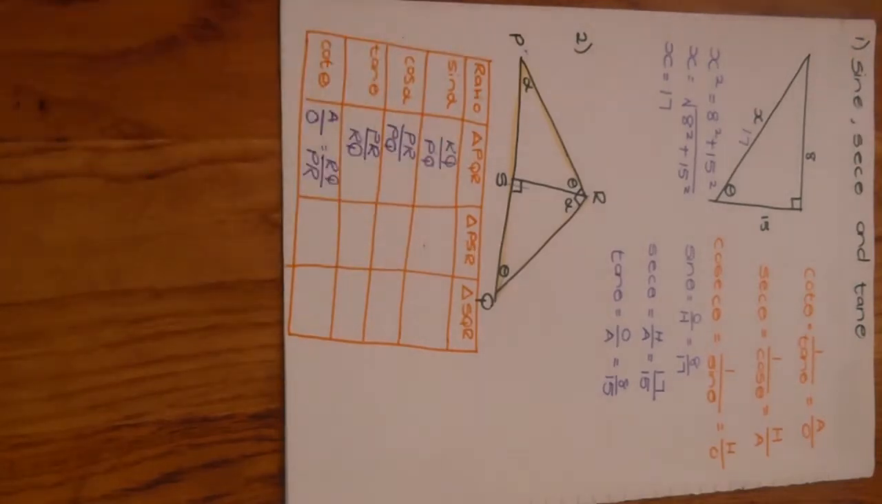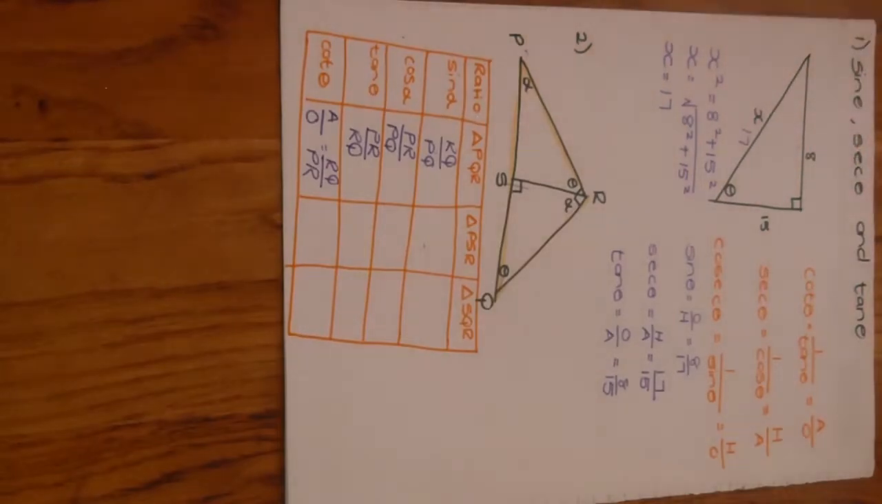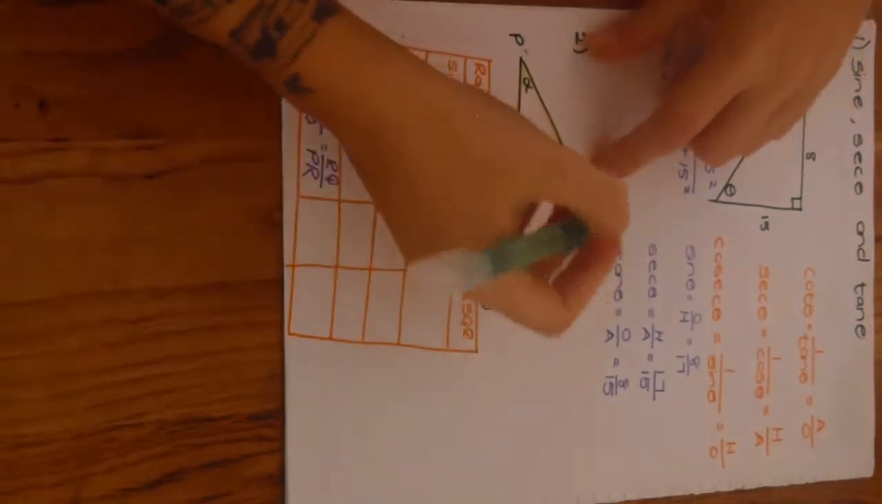The next triangle is PSR. Let me find another color, I like colors. PSR, which is here.